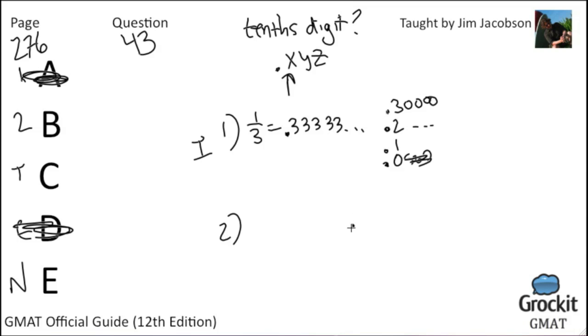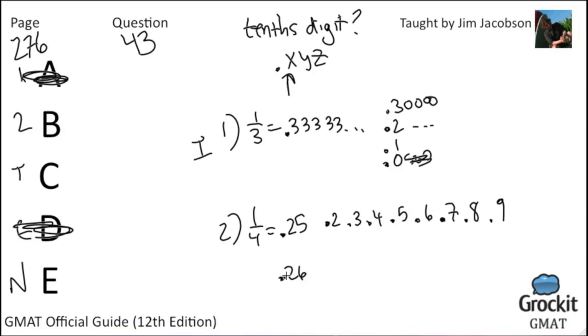Statement number 2, the number is greater than 1/4. 1/4 equals 0.25 as a decimal. That leaves us, of course, 0.3, 0.4, 0.5, 0.6, 0.7, 0.8, and 0.9 as tenths digits for a fraction greater than 0.25. In fact, it even gives us 0.2 because our fraction could be 0.26, and that is greater than 1/4, and so this is way too many values for us. Statement 2 is not sufficient on its own, so now we need to consult the two together.